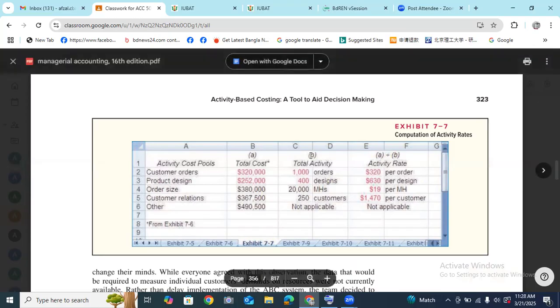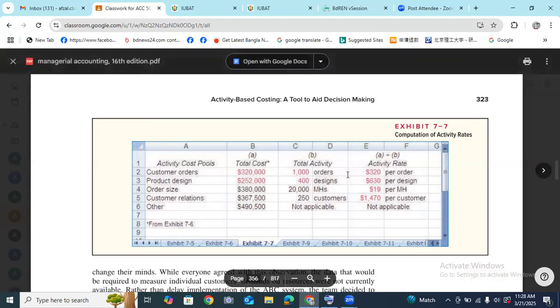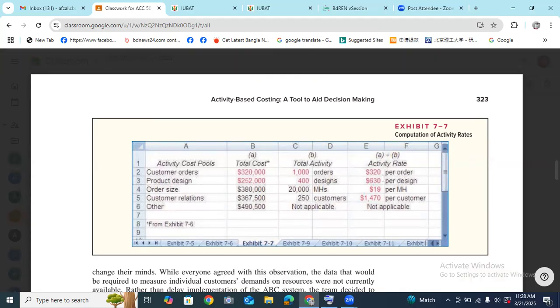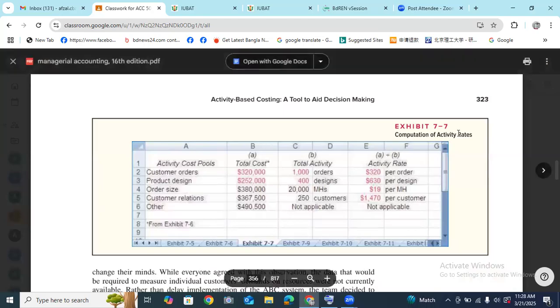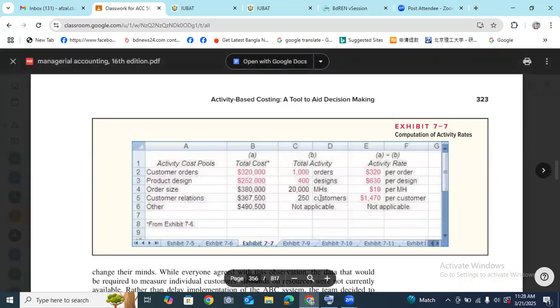You understand this? How to compute the activity rates? The cost pool is customer orders, your total cost is 3,20,000. If you divide by your activity, say your total orders are 1,000, 3,20,000 divided by 1,000, then your activity rate is 320 per order. So if your orders are 5, you multiply 320 by 5, then your total order cost is calculated. In this way, you can compute the activity rates for product design, order size. This is the cost pool and amount, and this is the activities.